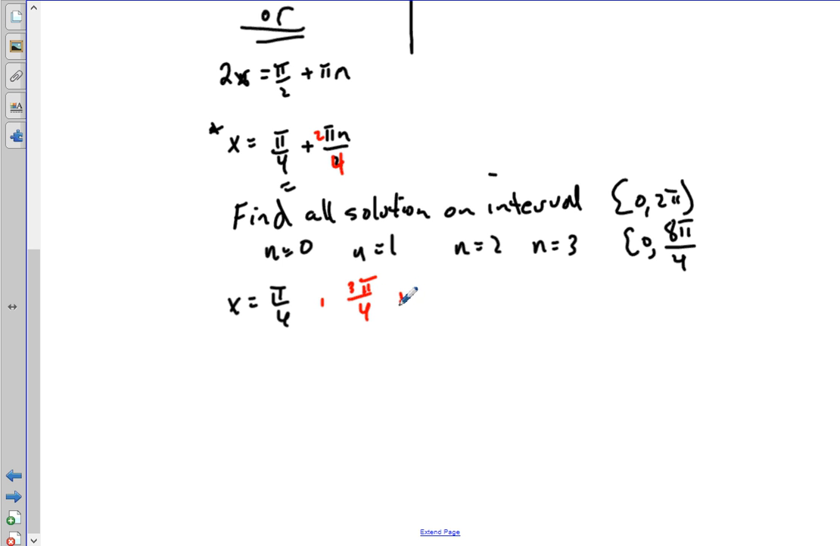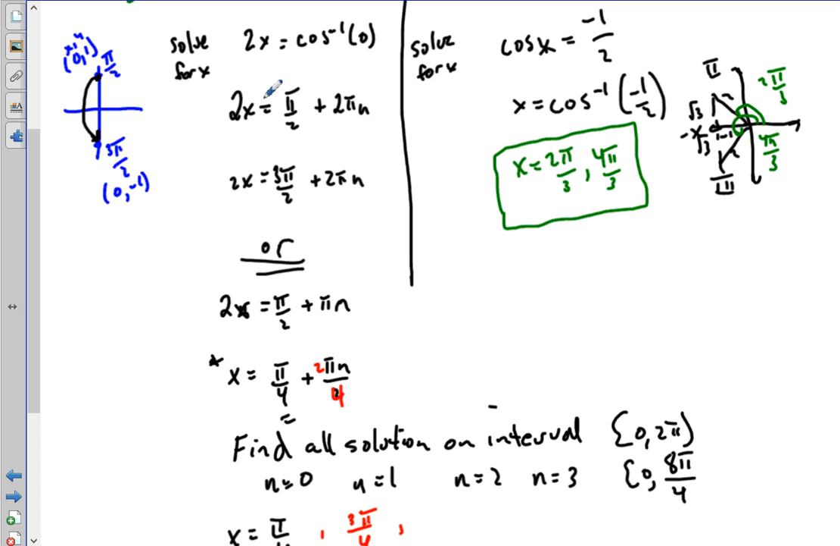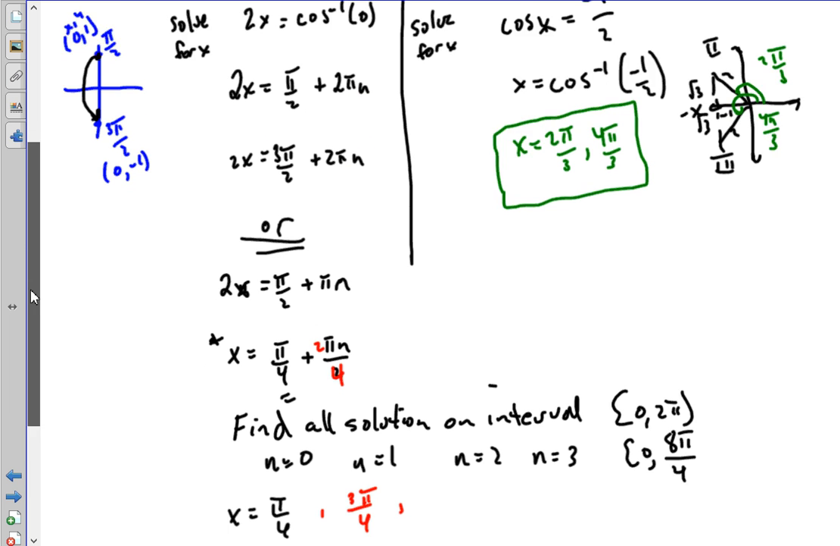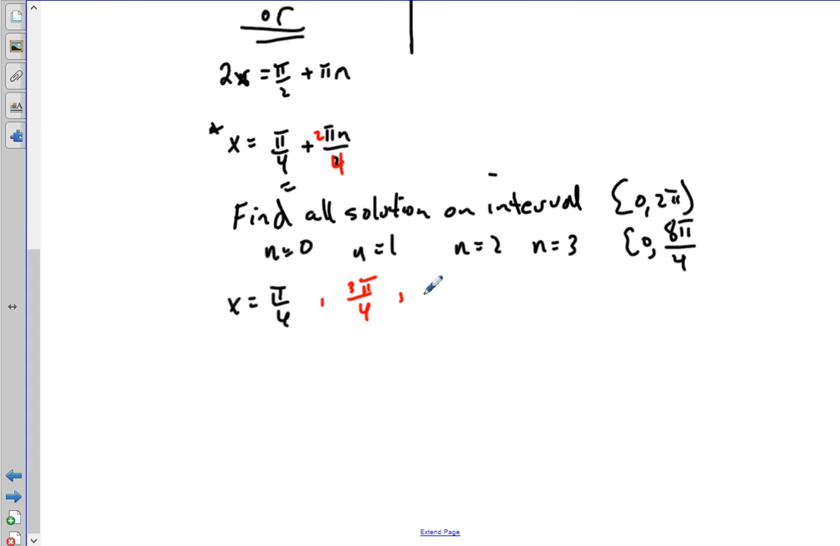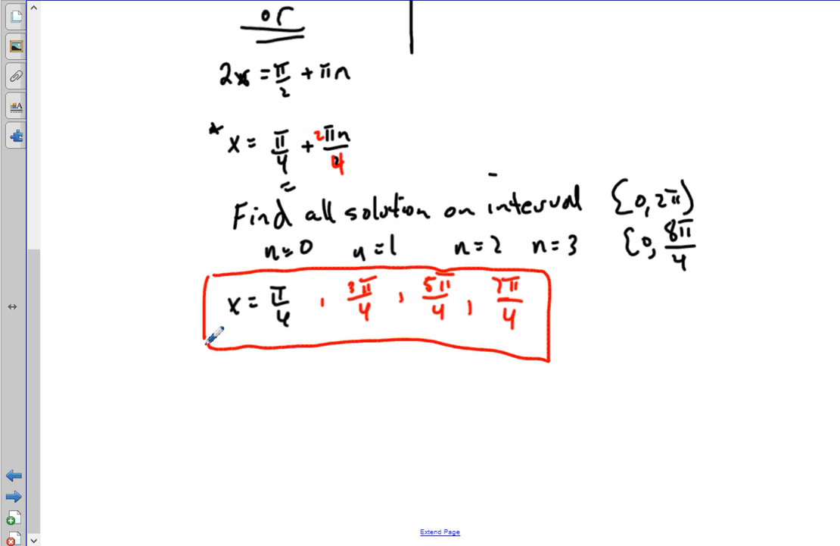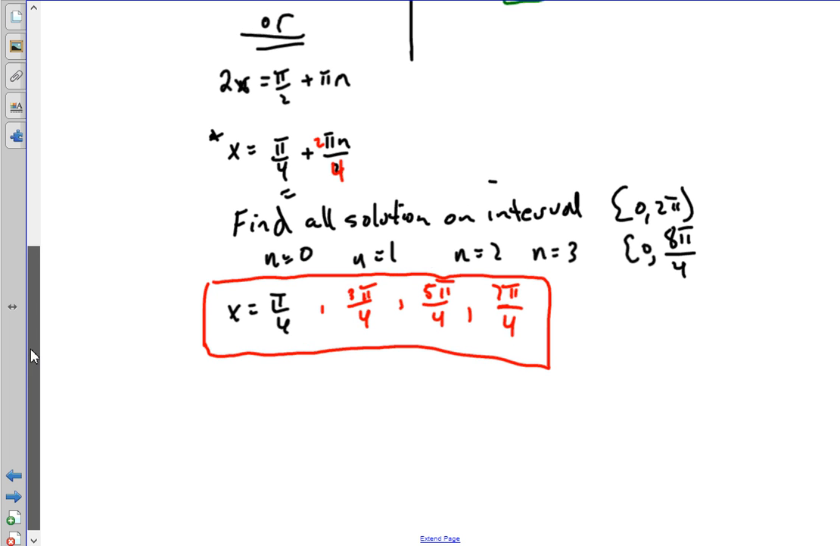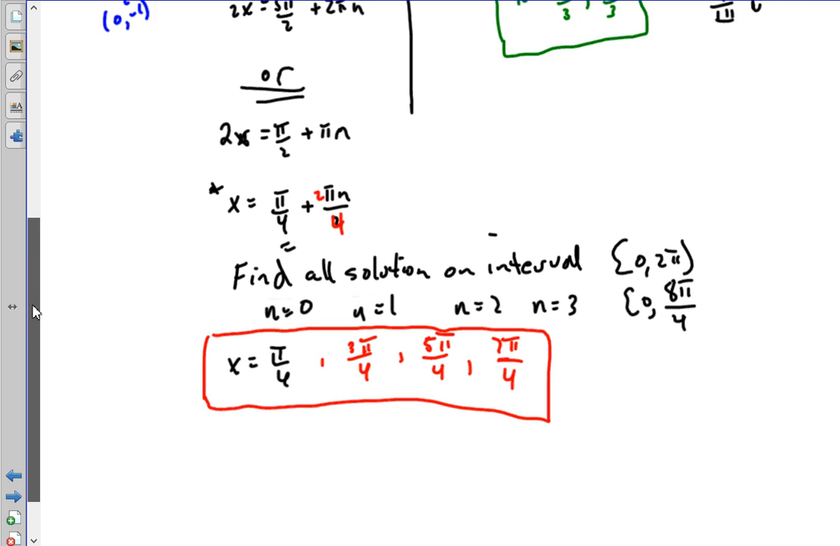Notice that you'll get the same thing if you actually did solve this one and went this way. So both are correct. If you did 2, it would be 5 pi over 4. And then we have 7 pi over 4. And if you notice, we're not going to get any farther. That is our solution right here, for this set of expressions: pi over 4, 3 pi over 4, 5 pi over 4, and 7 pi over 4.